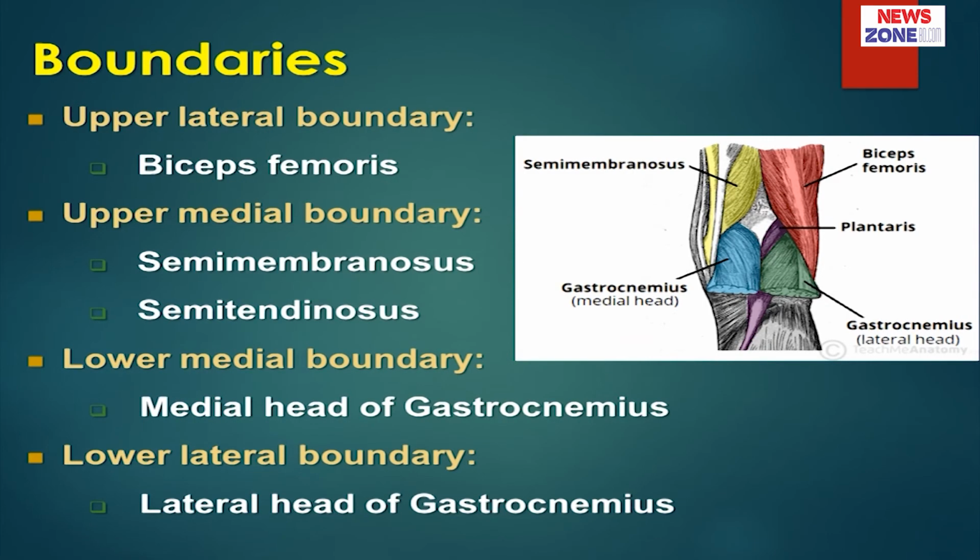Let's see the popliteal fossa. Boundary of the popliteal fossa. Upper laterally it is bounded by the biceps femoris. Upper medially it is bounded by the semimembranosus and the semitendinosus.